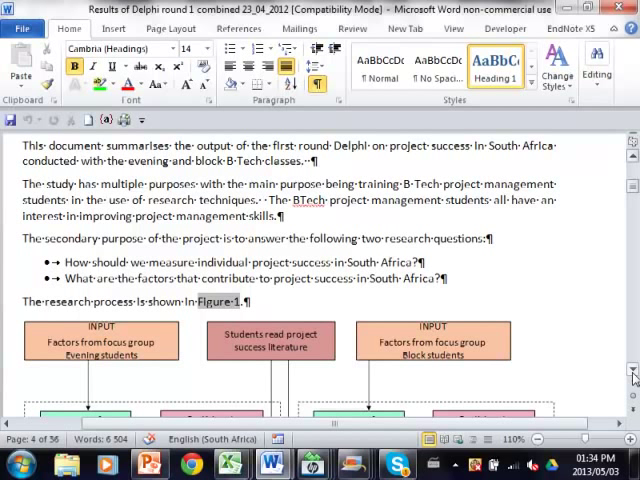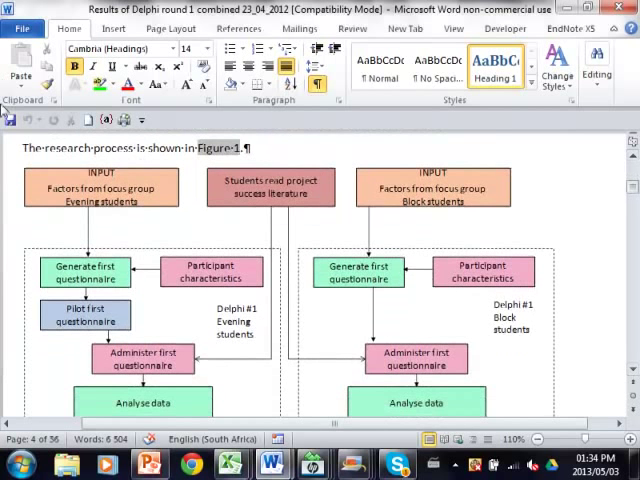Okay, so there were two research questions. The one was, how should we measure individual project success in South Africa? And the other one was, what are the factors that contribute to project success in South Africa? So the students went through the same exercise that you went through: they first had to read about project success, and they had to do a group literature review on project success. And then I did a focus group with the evening students, and I did a focus group with the block students. And then for each of these groups, we generated a questionnaire.